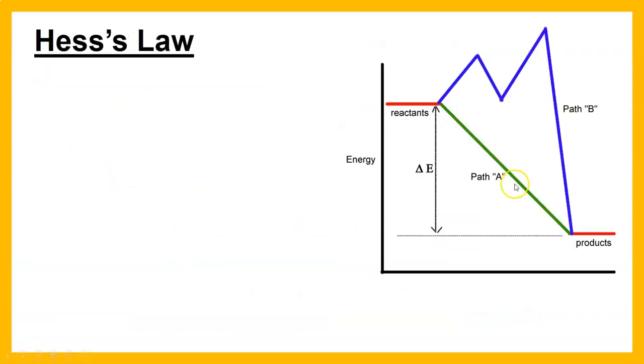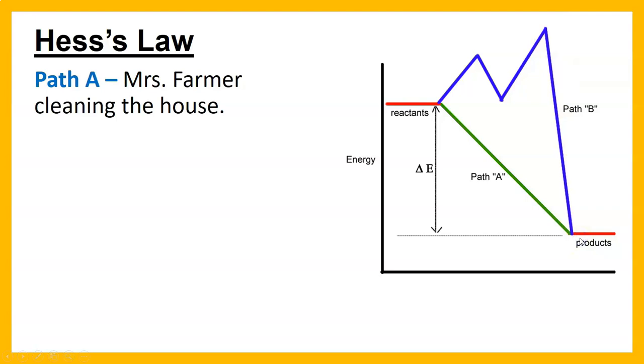So if you look at this diagram, we have a couple pathways here. We have our reactants, we have our products. You can either get to the products on this green line, or you can get to the products using this crazy blue zigzag line. The analogy I like is path A is me, Mrs. Farmer, trying to clean the house. I try to take as few steps as possible.